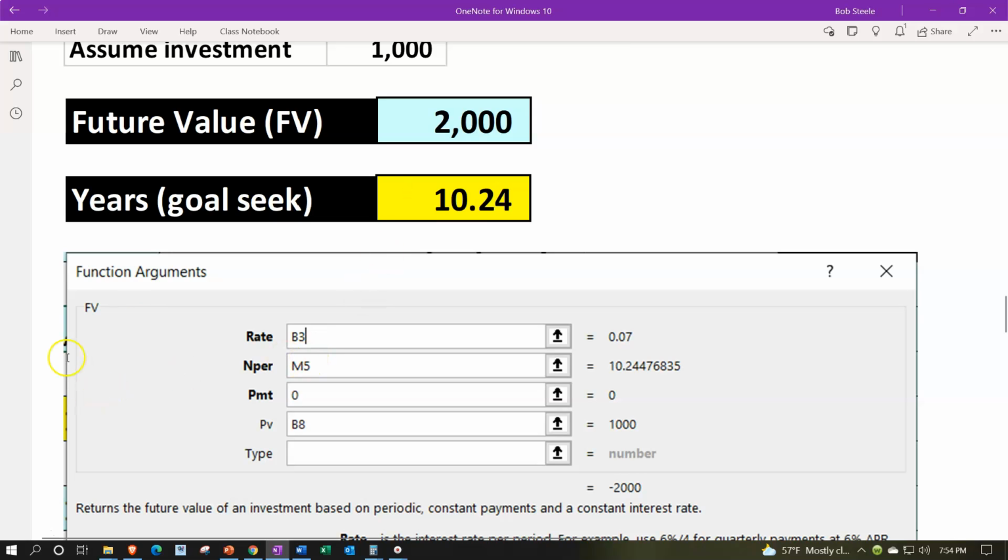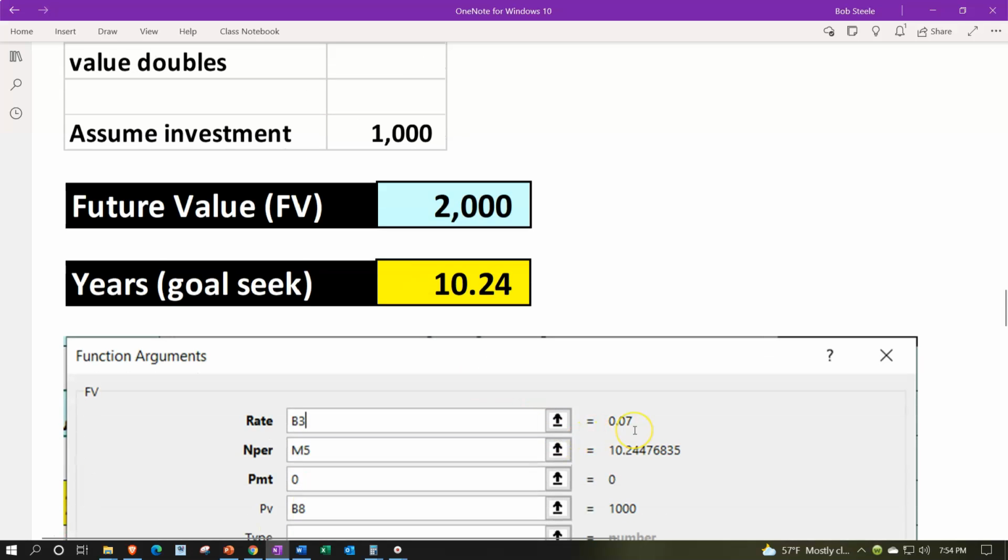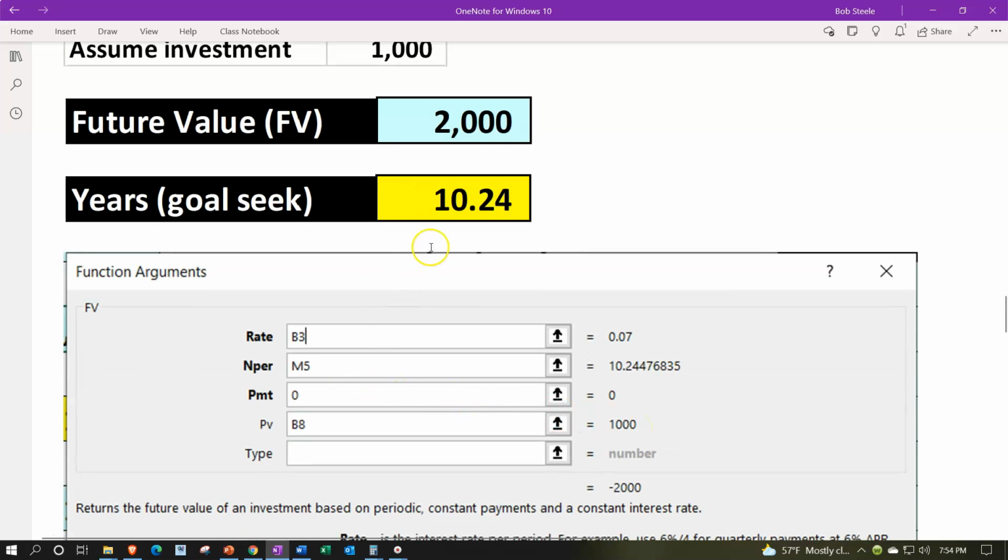So if we looked at this in the function dialog box for a future value as opposed to a present value, we would pick up the rate. That's still going to be the 7% that we can see here, 0.07. This cell, the number of periods, is picking up that 10.24, which is the answer, but we can imagine it to be like 5 or something like that, something other than the answer, which would give us a result other than 2,000, which we would then change using the goal-seek. And then the payment is, once again, not there or has a 0 in it because this is not an annuity calculation.